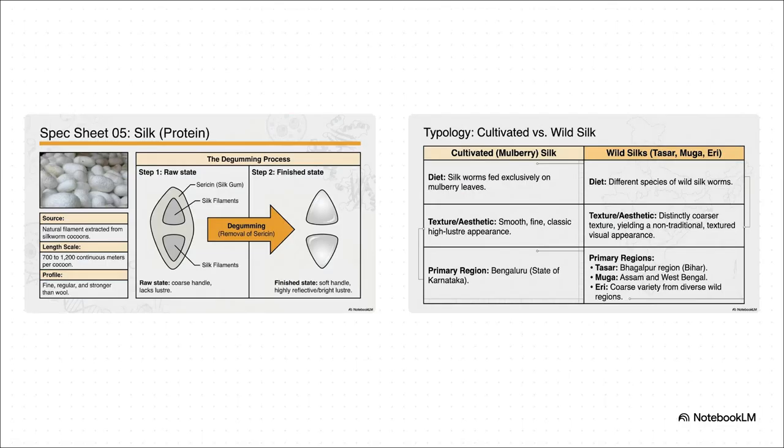And get this, how that silk actually looks completely depends on the silkworm's diet. It's true. Cultivated worms fed exclusively on mulberry leaves produce this really smooth, high luster aesthetic. On the flip side, wild worms, like the tassar, muga, and eri varieties, eat a very diverse, wild diet, and that yields a distinctly coarser, beautifully textured aesthetic. The diet literally changes the animal's biological output, which is just so cool.